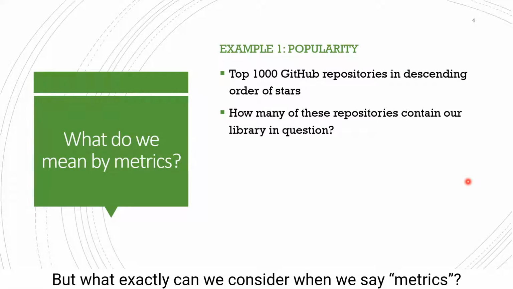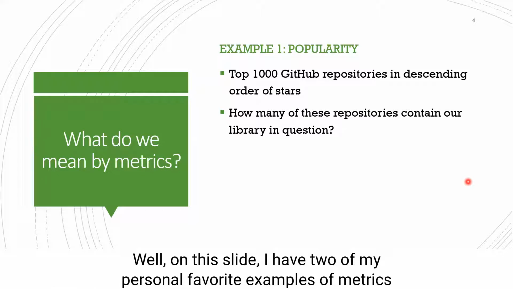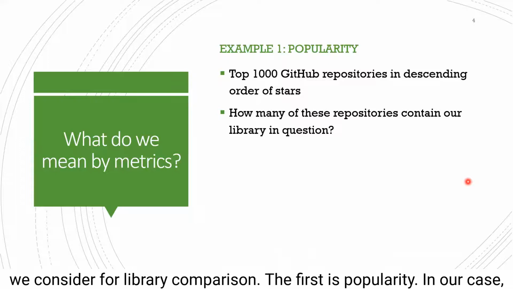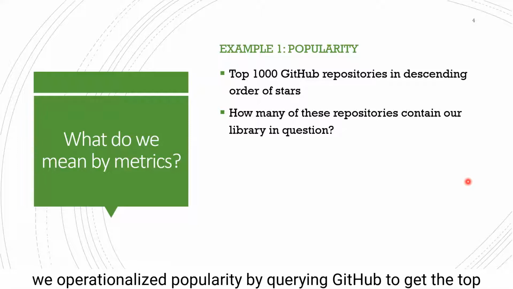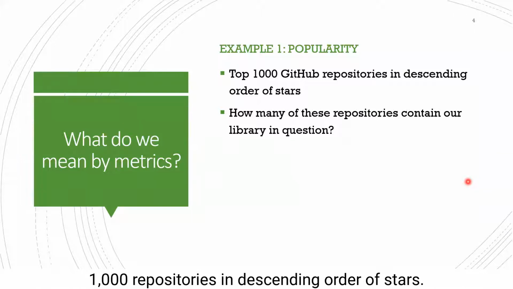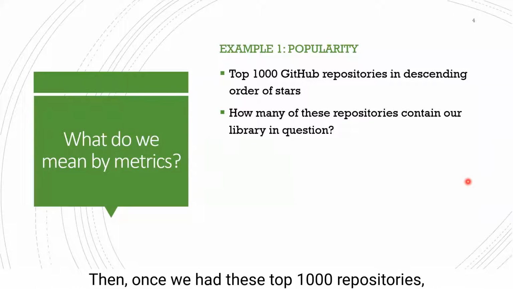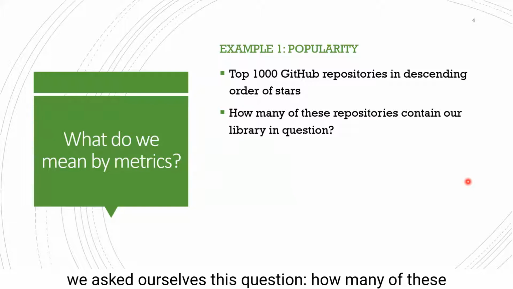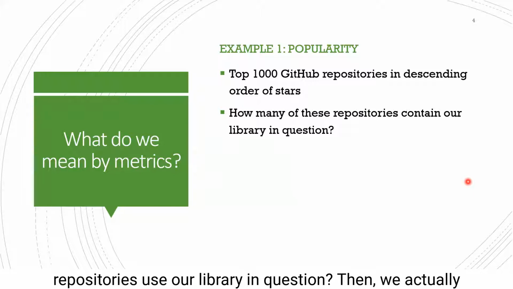But what exactly can we consider when we say metrics? Well, on this slide, I have two of my personal favorite examples of metrics we consider for library comparison. The first is popularity. In our case, we operationalized popularity in querying GitHub to get the top 1,000 repositories in descending order of stars. Then, once we had these top 1,000 repositories, we asked ourselves this question: how many of these repositories use our library in question?